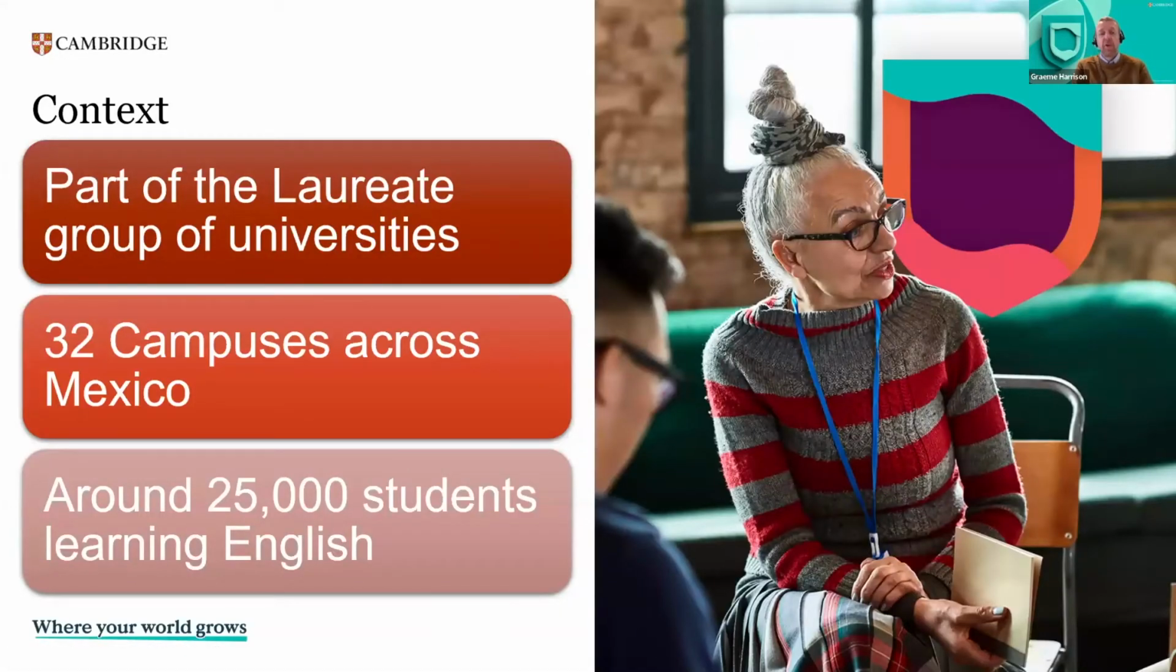So UVM is part of the Laureate group of universities. It was slightly bigger before, I believe, but it's an international group of universities, and they're private universities, but they're very big in Mexico. UVM are, at least. They have 32 campuses across the country, and they do degrees in everything from marketing to medicine, and a lot of the degrees have an English language component in them. So they have at any one time, at the moment, around 25,000 students learning English. So a pretty big teaching and learning English provider.